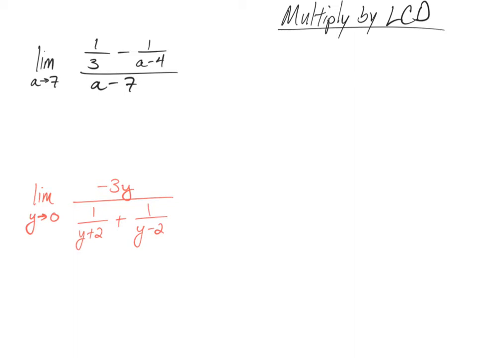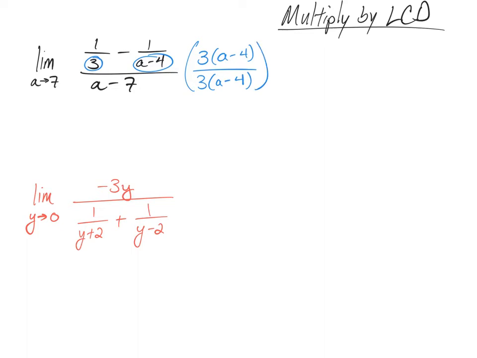So when you see fractions within fractions, like here I have 2 fractions in the numerator of this bigger fraction, the LCD comes from these 2 fractions. So we have a denominator 3 and a denominator a minus 4. So here I will multiply by 3 times a minus 4 in the numerator of the big fraction. So this 3 times a minus 4 will get multiplied to all of this. And I will multiply by 3 times a minus 4 in the denominator.